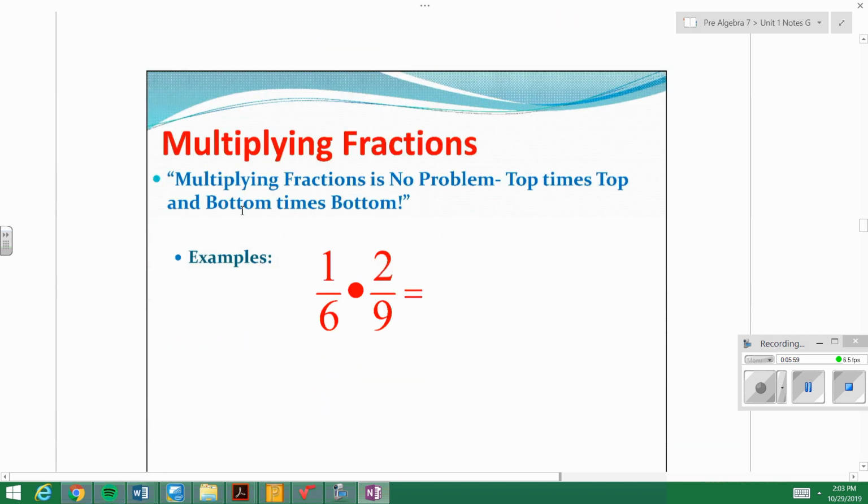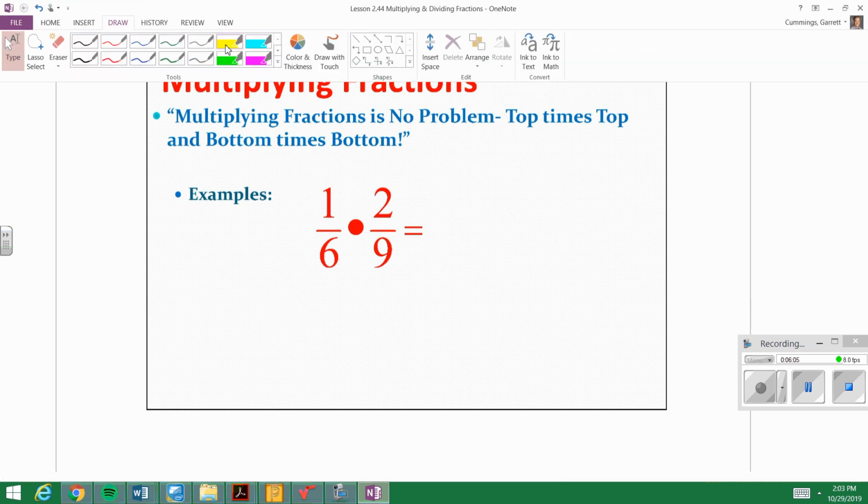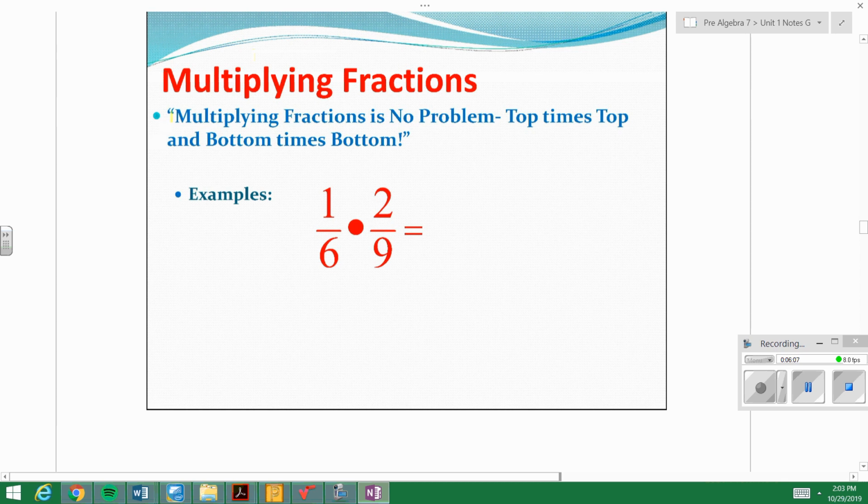So that's what that cross-canceling process looks like. Okay? So we say multiplying fractions is no problem. Top times top and bottom times bottom. You have to get the enthusiasm of a cheerleader when you say it, too. Multiplying fractions is no problem. Top times top and bottom times bottom. A nice little math rhyme to keep you going today in class. All right? So go ahead and do this example. Pause, see if we get the same exact answer.